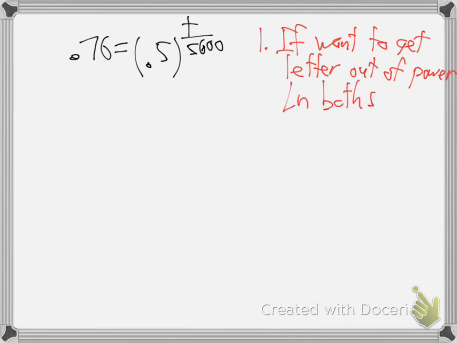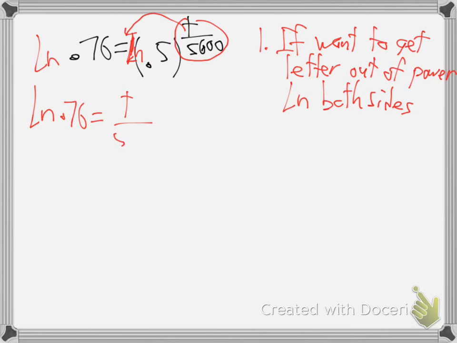ln both sides, huh? So if you want to get the letter out of power, you ln both sides. Is that what I want to do here? Absolutely. No, I want to get that t down. I'm trying to solve for t, huh? So I want to get it down. Now there's another case, which we'll see in a few minutes, where you just want to get rid of the number. That's coming. And that'll be a little different. But yeah, this time I want that t down. I want that whole power to drop down. So it'll be t over 5,600 ln of 0.5.